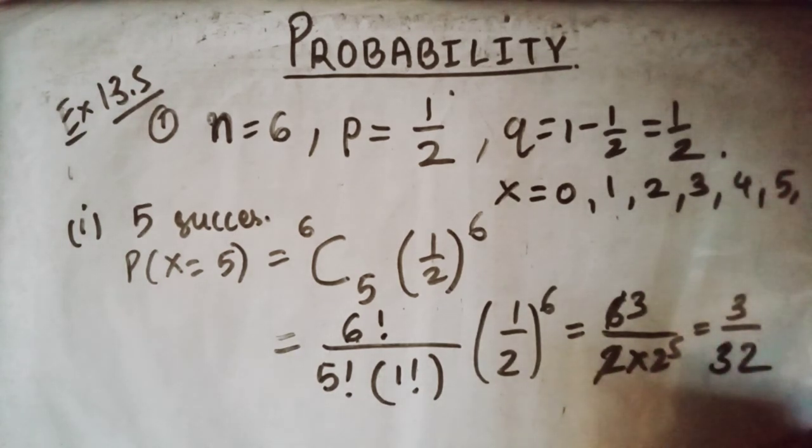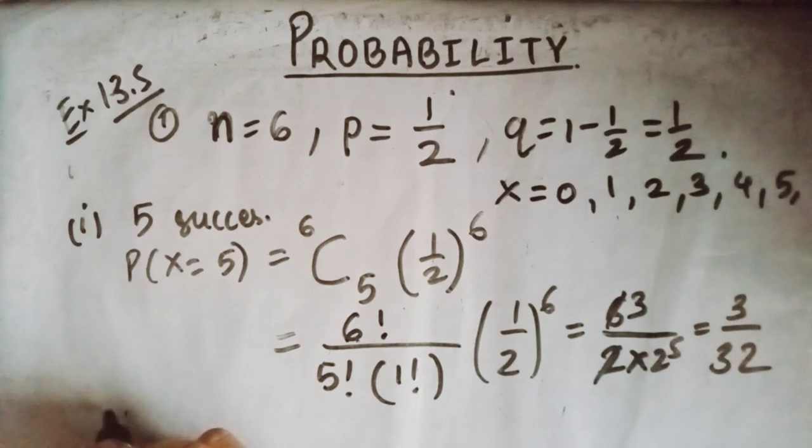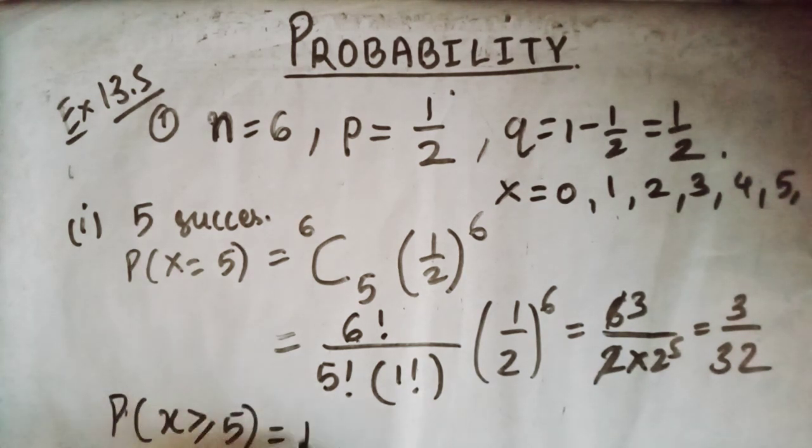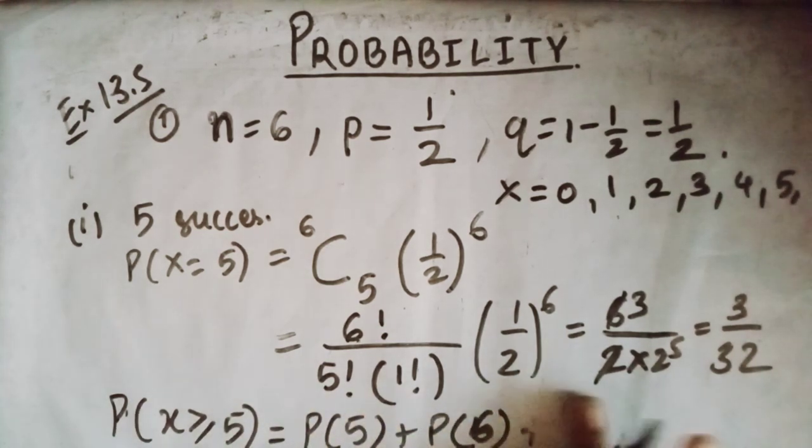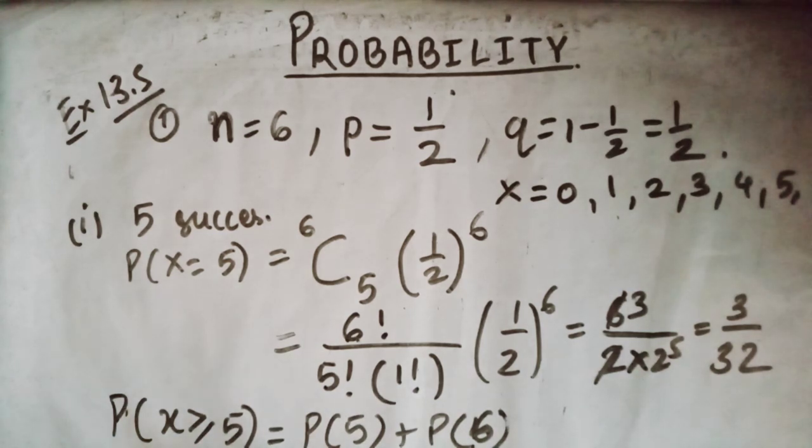For at least 5 successes, at least means P of x is greater than or equal to 5. So you have to start from P of 5, then P of 6, then P of 7. Only 6 are there, so P of 5 and P of 6. P of 5 we have already done, that is 3 upon 32. Only you have to calculate P of 6. This way you can calculate the success or the failure.